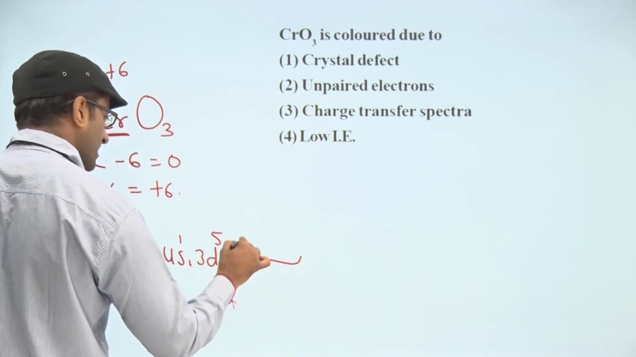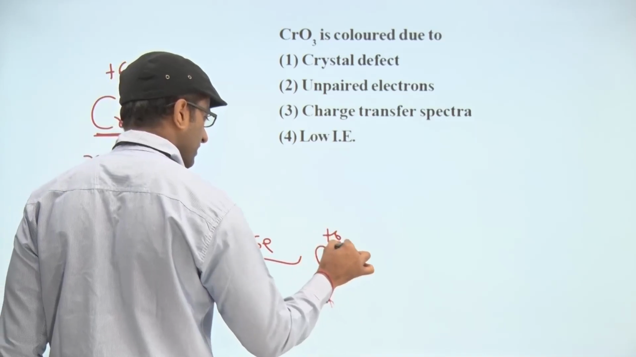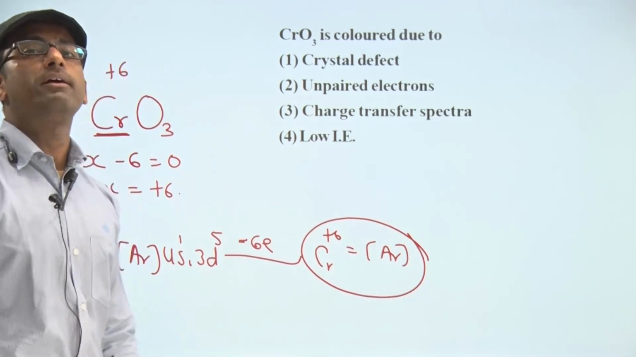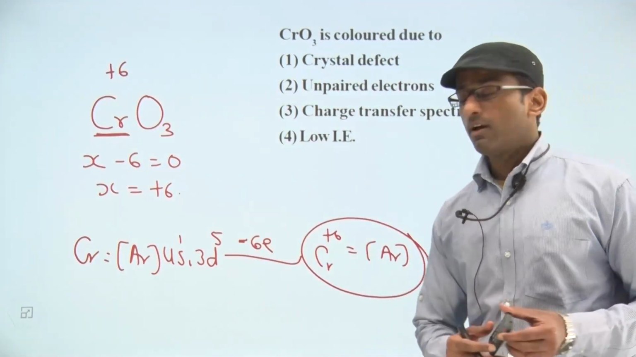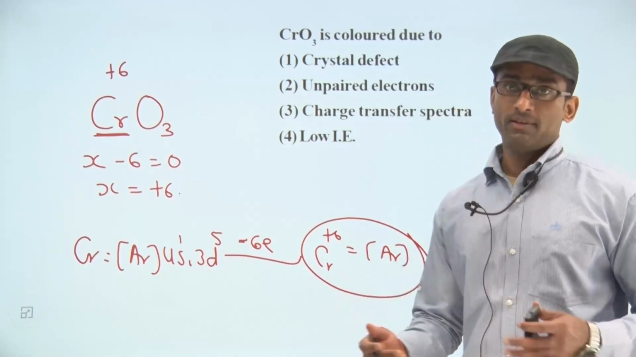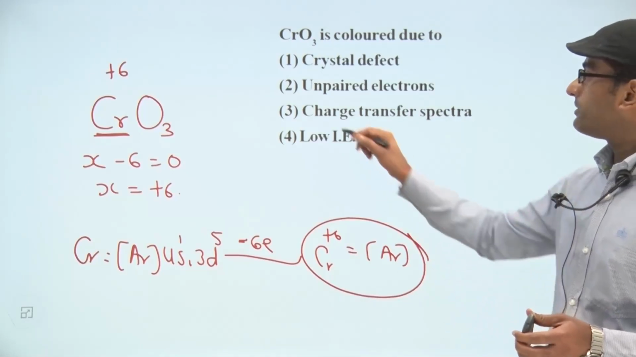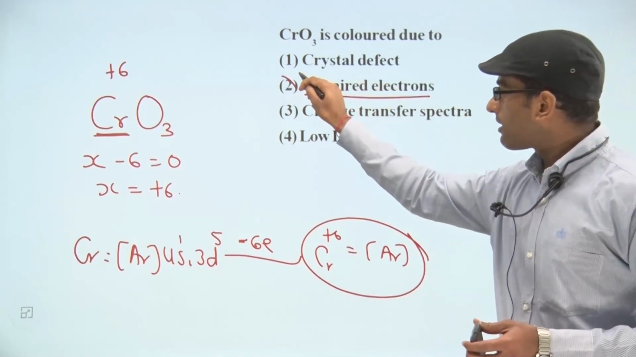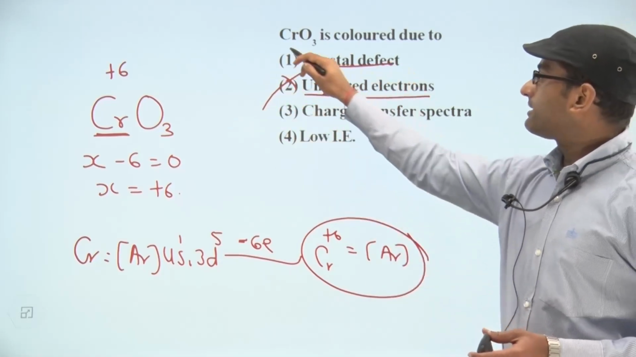The configuration of the chromium is argon 4s1 3d5. In case of plus 6 state, Cr plus 6 will have the configuration of argon. It means all electrons are paired. In case unpaired electrons are present, we can justify d-d transition. Due to presence of unpaired electrons, there may be color. But here unpaired electrons are not present. It will not show any kind of crystal defect.